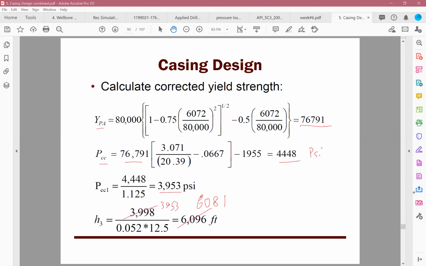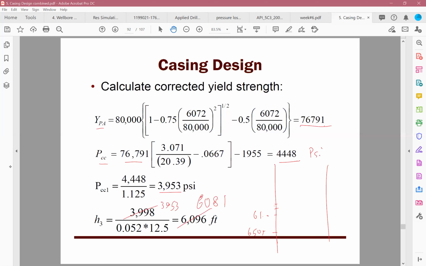So you see that the difference between these points where you're setting the casing is dropping as you do different iterations, right? You started at 6,500 for the set depth, and then you went to 6,100 something. Then you came to 6,906, and then you came to 6,081, right? Probably if you do one more iteration, you'll be done. Or if that's satisfying for you, that's enough.